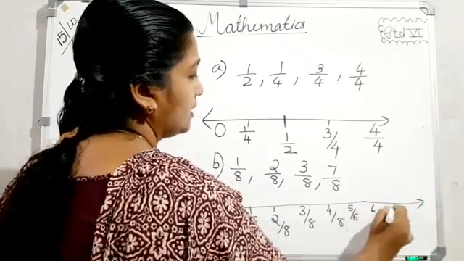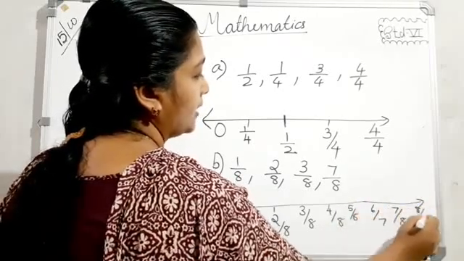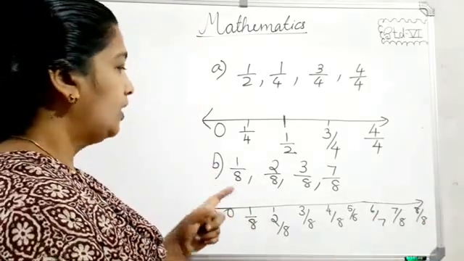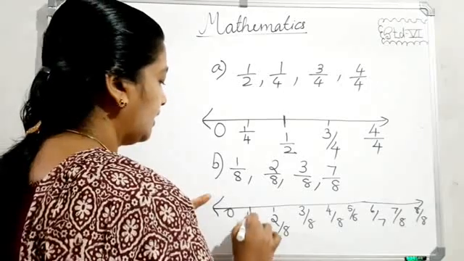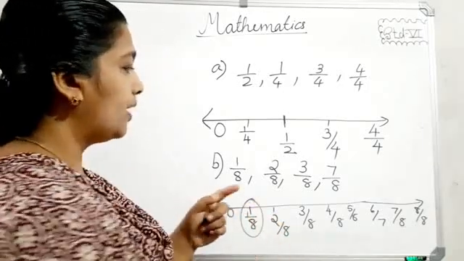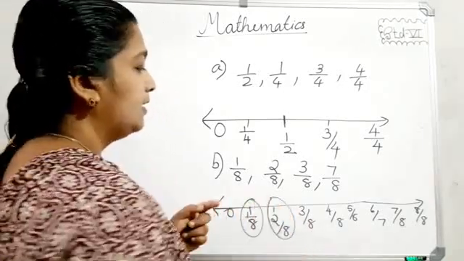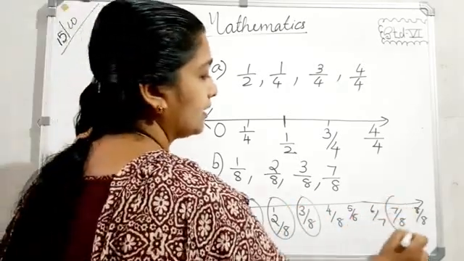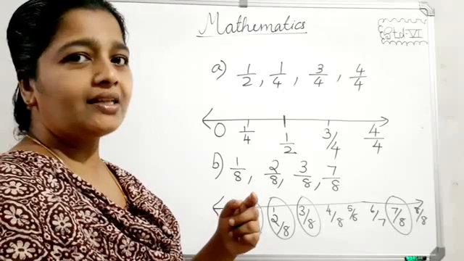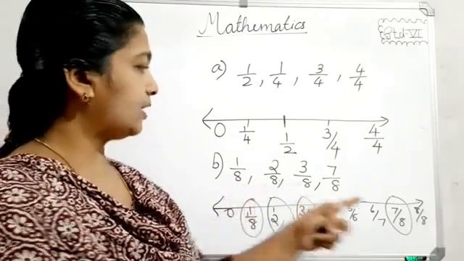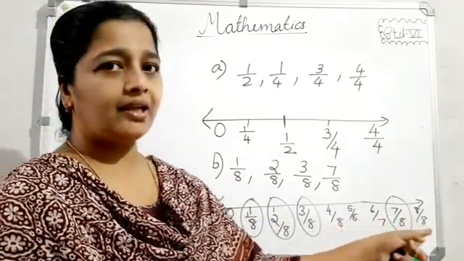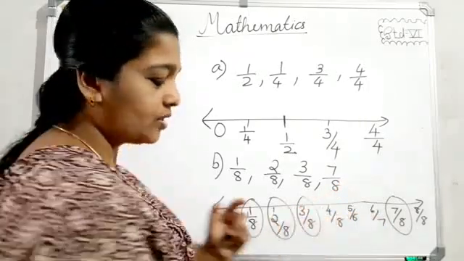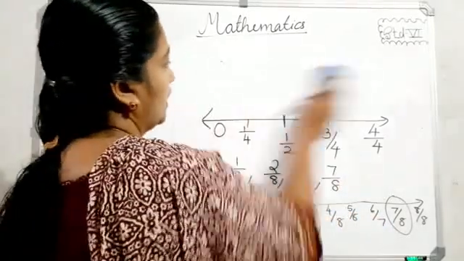Next listen. 1 by 8, 2 by 8, 3 by 8, 4 by 8, 5 by 8, 6 by 8, 7 by 8 and 8 by 8. Understand? Very simple. So here 1 by 8, that is here. 2 by 8, here. 3 by 8, here. 7 by 8, where? Here. All of you understand? Yes. Check the denominator. Then we want to represent 8 by 8. Then you want to identify it. Then one more question we can do.